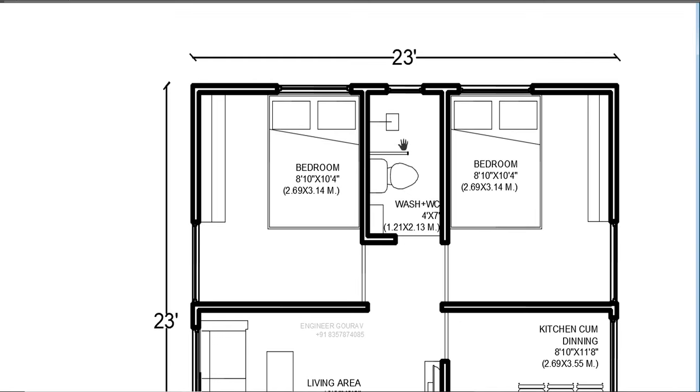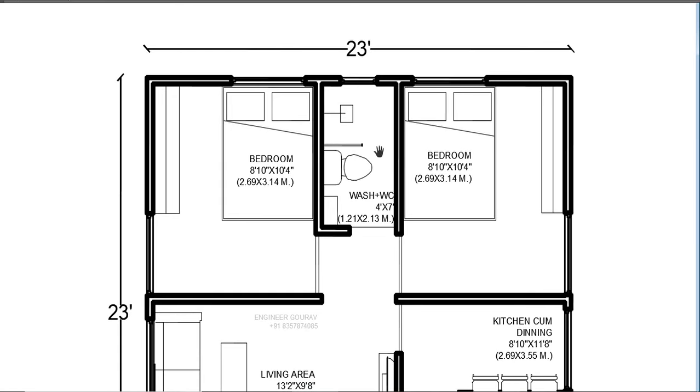And on the right side we have a common use washroom plus water closet. Here you can see the wash basin, water closet and the shower area, and we have a ventilator for ventilation of this washroom. And on the right side we have bedroom number 2.